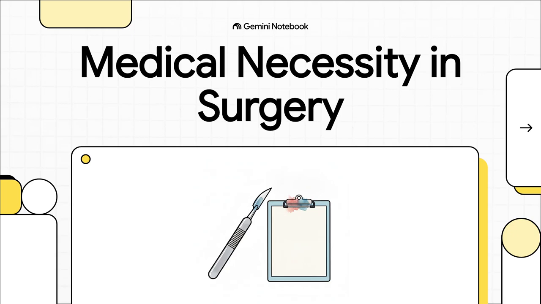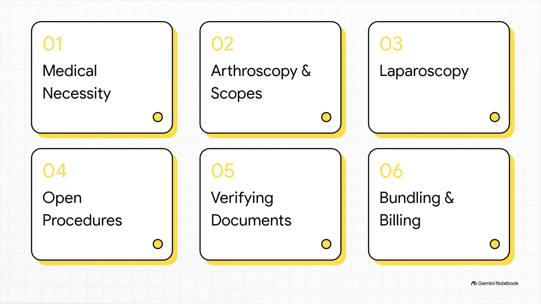Welcome back, medical detectives. Let's jump right into today's explainer, where we're going to master extracting accurate, billable codes from complex surgical reports. We're breaking down exactly how you prove medical necessity for surgical procedures, the absolute critical differences between endoscopic and open approaches, and those essential billing rules you absolutely need to know. Let's get to it. Start with proving medical necessity, move through arthroscopy and scope families, laparoscopy, open surgical procedures, verifying documentation, and finally, bundling and billing rules.